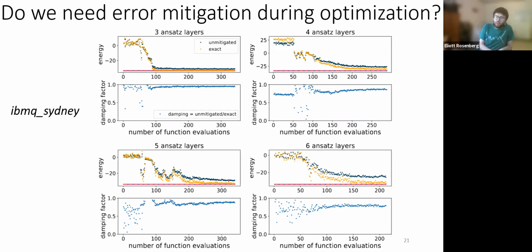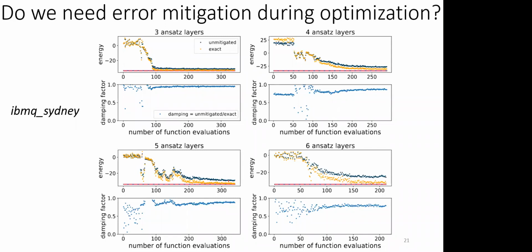And so that means that here, at least in this case, we don't need to do error mitigation during the optimization phase. Another way of saying that is that the effect of the noise didn't significantly shift the location of the minimum in parameter space. I have a question.